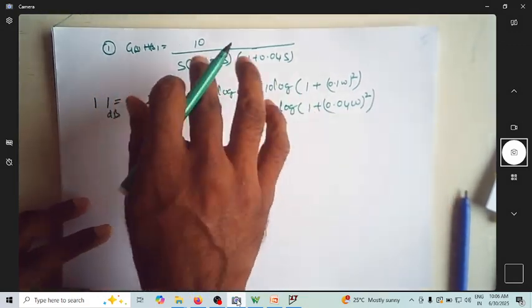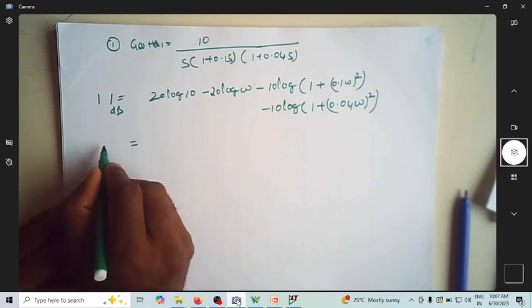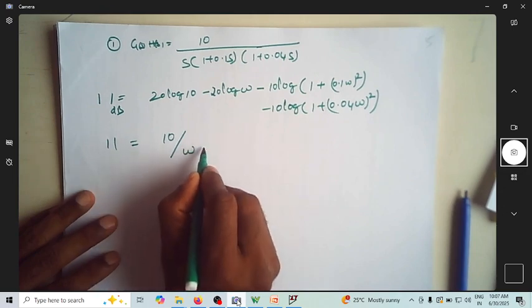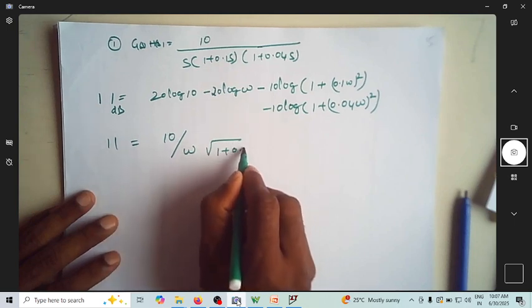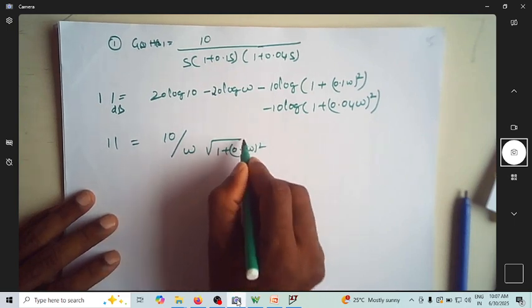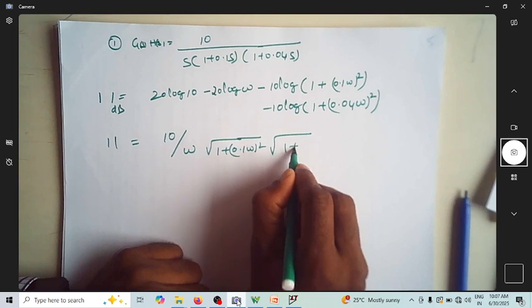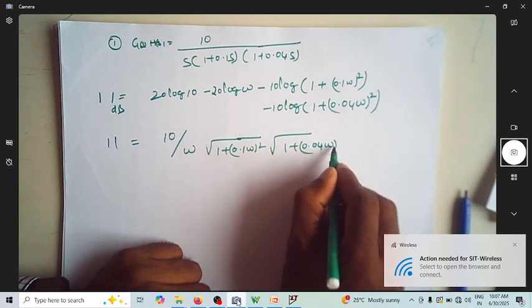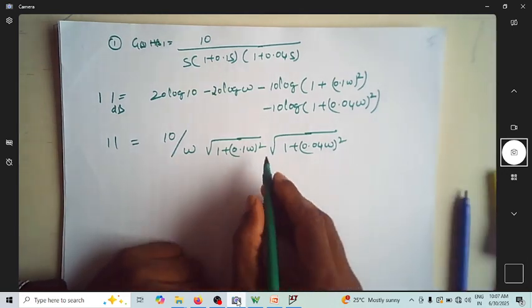I can also specify this in terms of values as it is. So the magnitude is nothing but 10 divided by omega into, what is this? Is it not the square root of 1 plus 0.1 omega whole square? Can I also write the next term as the square root of 1 plus 0.04 omega whole square? So this is the value.